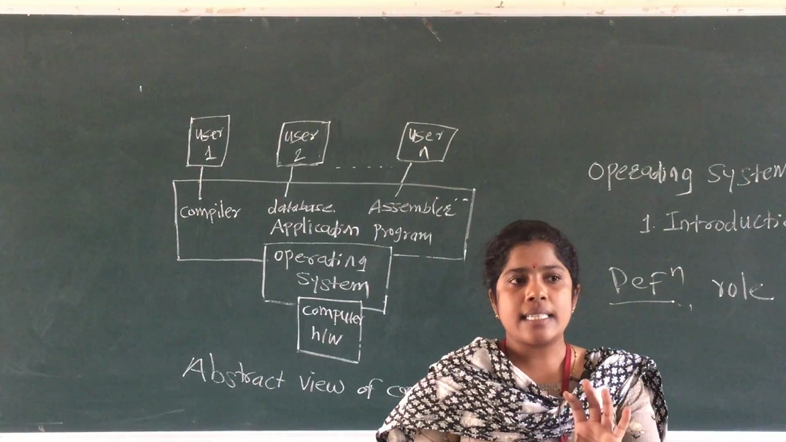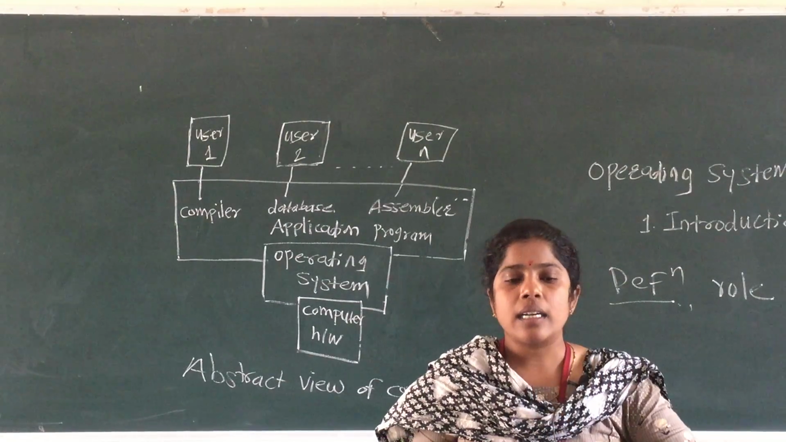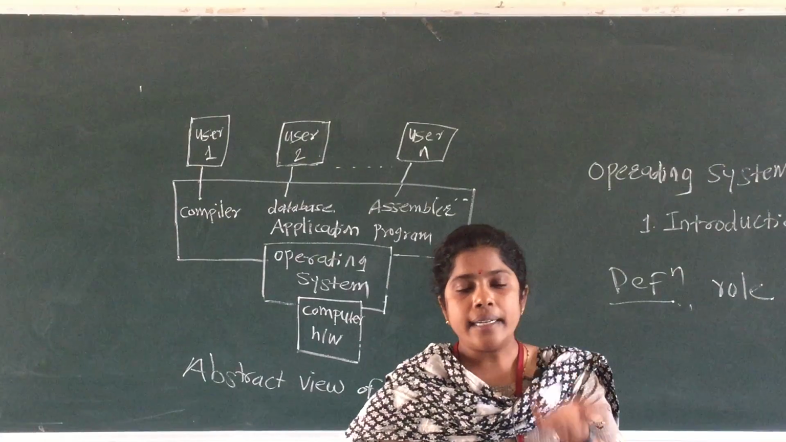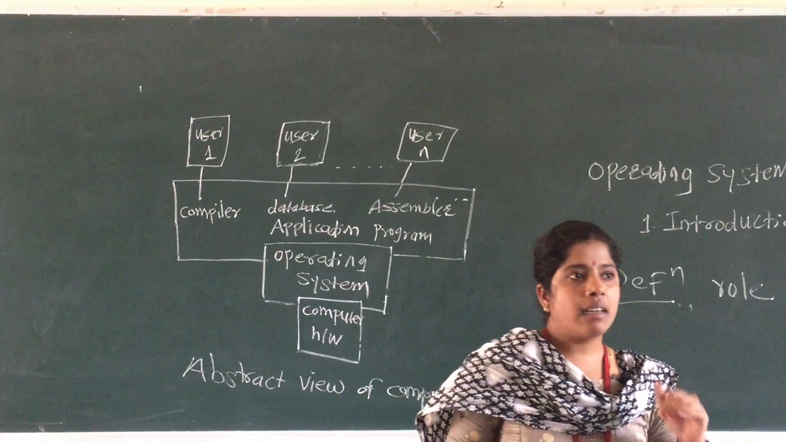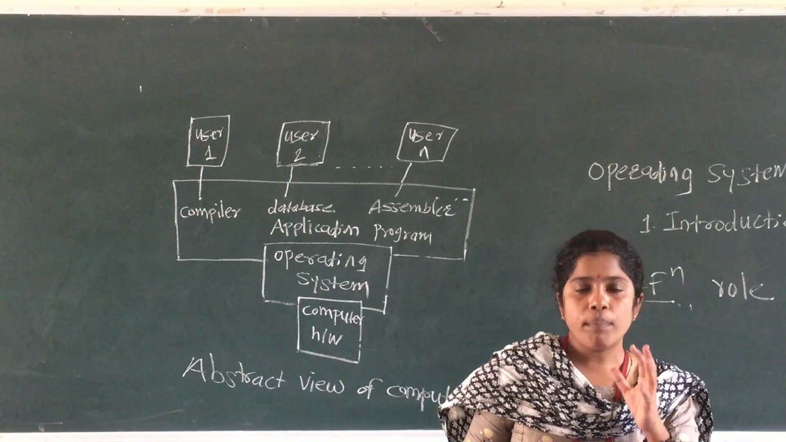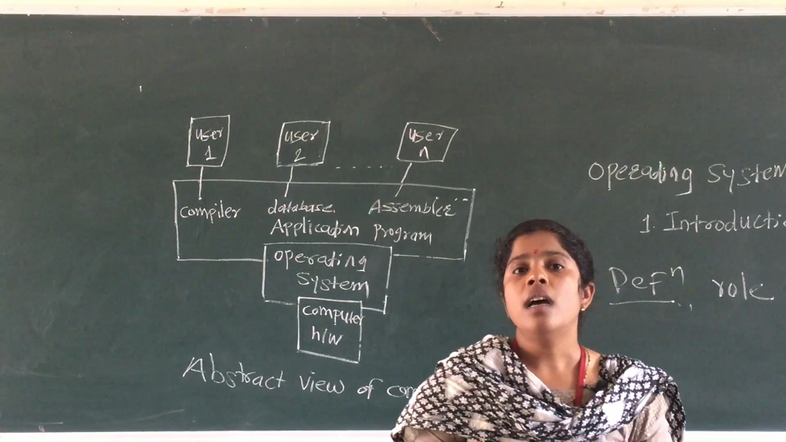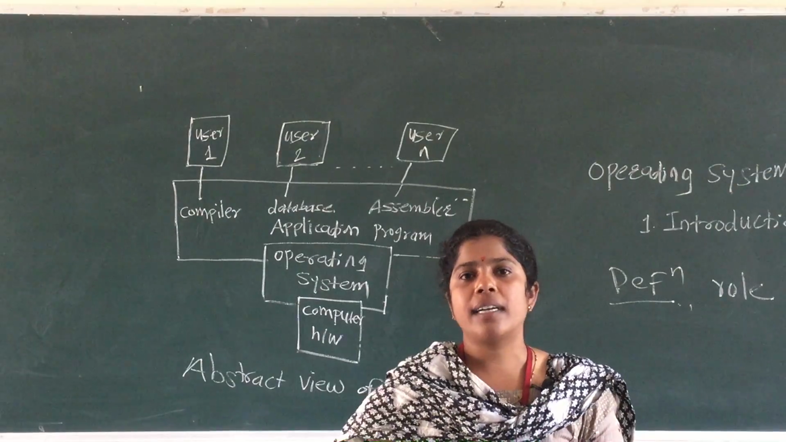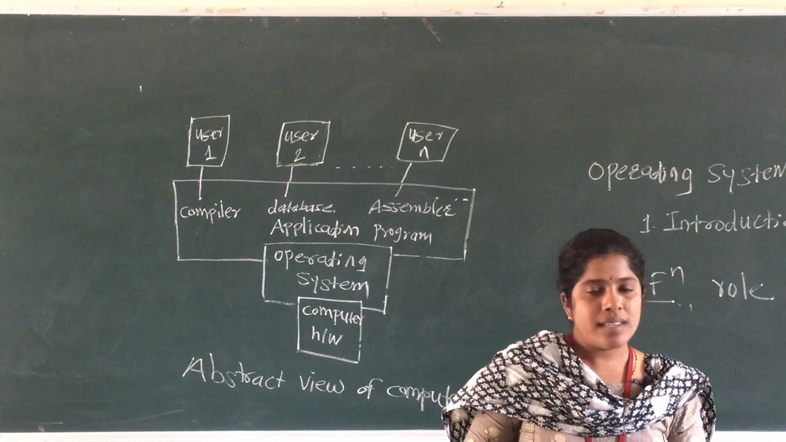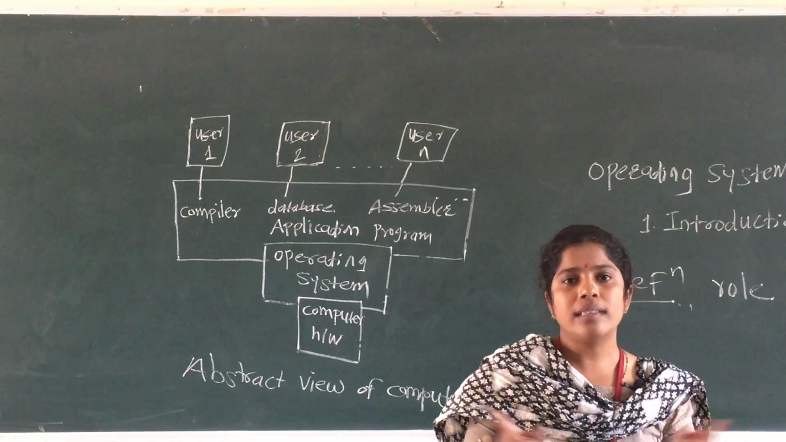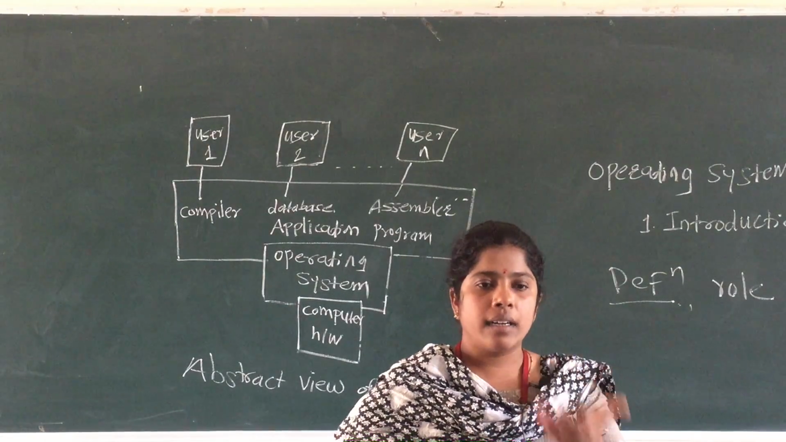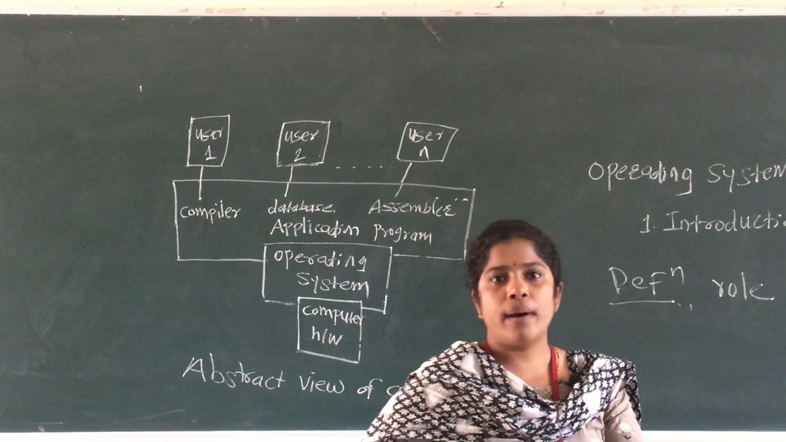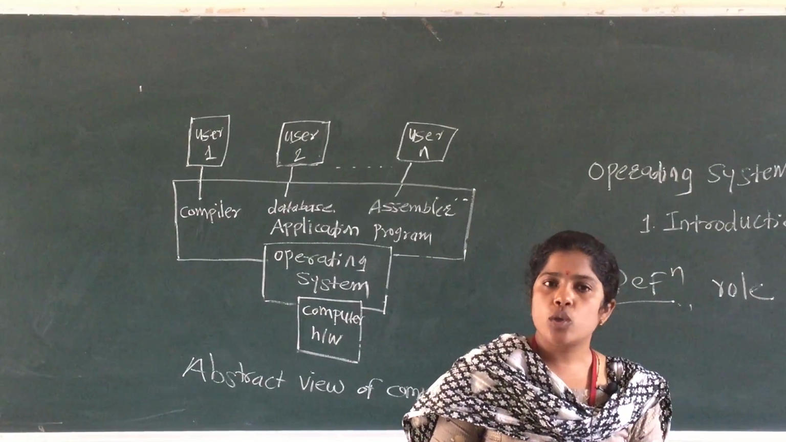Then the operating system plays the role of a simple manager. It gives more importance to performance rather than resource allocation. As it is a single user system, all the resources belong only to that user, so it concentrates more on performance rather than resource allocation.